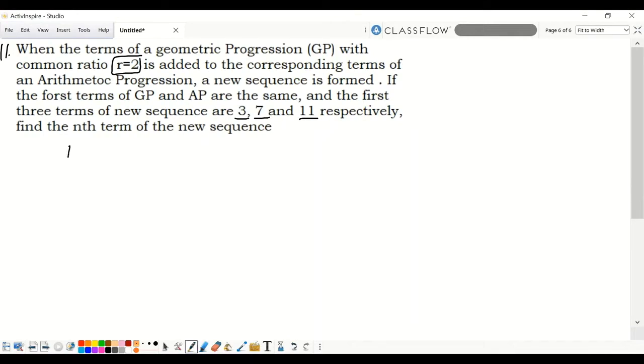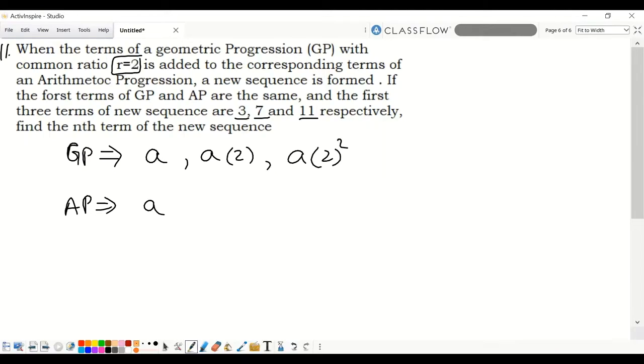So let's write some terms of the GP. They're saying that the first term is the same for the GP as well as the AP. So let's say it is a. Now the second term for the GP will be a times 2, and the third term will be a times 2 squared, and so on. The second term of the AP is not known, and we have not been given any common difference, so we will write just a plus d, third term a plus 2d, and so on.